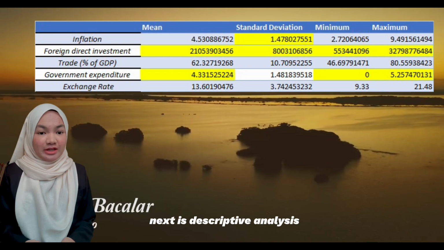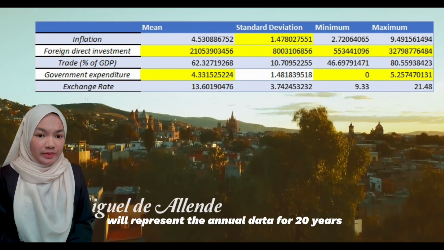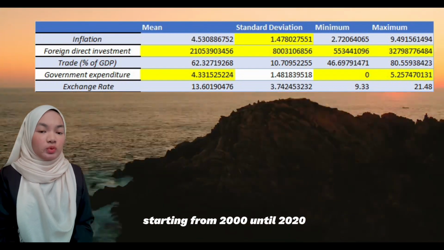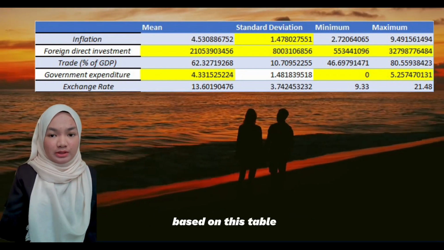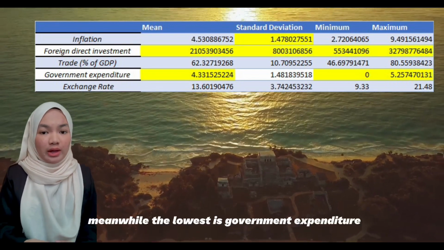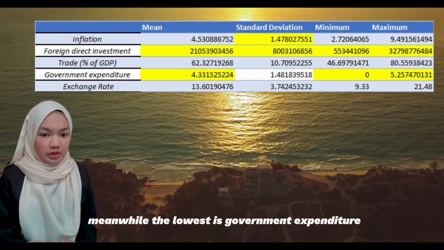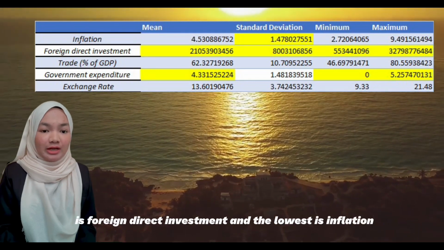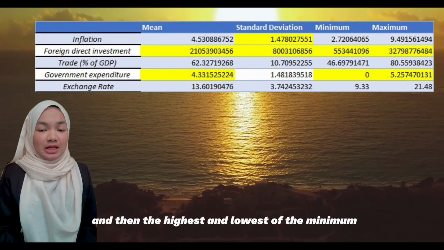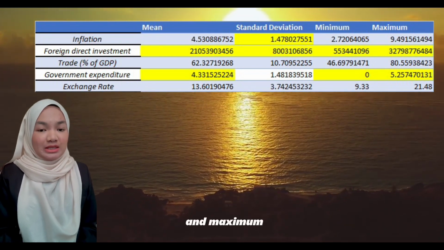Next is descriptive analysis. The analysis of this study will present annual data for 20 years, starting from 2000 until 2020. Based on this table, we can see foreign direct investment has the highest mean, while the lowest is government expenditure. The highest standard deviation is foreign direct investment and the lowest is inflation. And then the highest and lowest of the minimum and maximum.